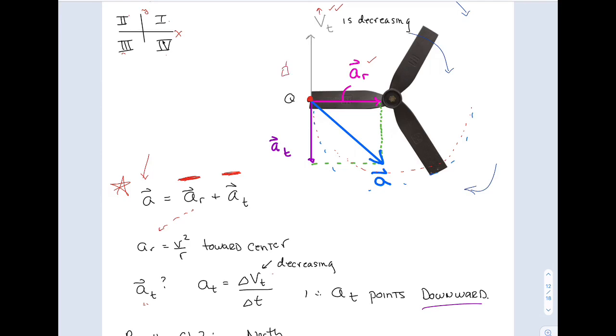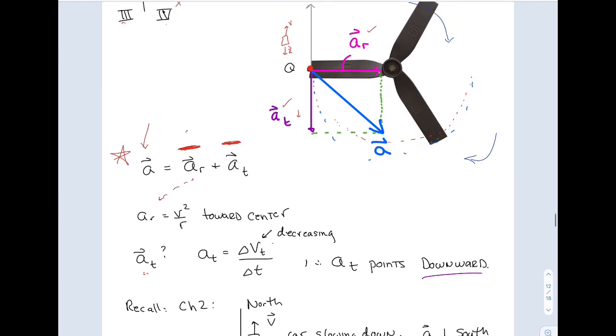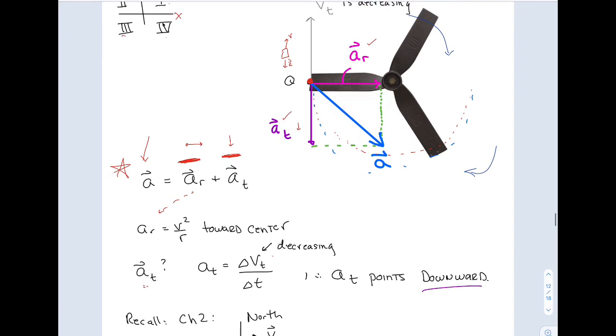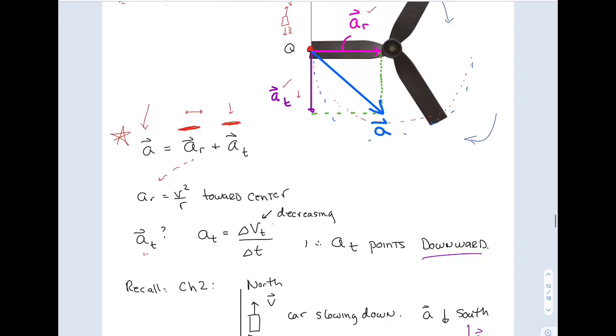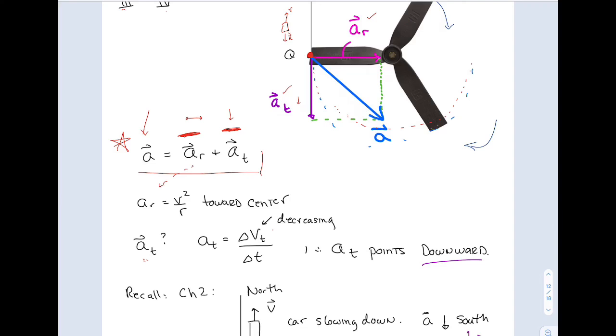But if the fan blade is slowing down, this would be just like the car headed north, but putting on the brake, acceleration would be down. Here, the tip of the fan blade is headed tangentially upward, but since it's slowing down, it has a tangential acceleration that points down. That's the purple one. So you have two accelerations. You have the radial one that points inward, and I have the tangential one that points down. So I had to add these up as a vector.